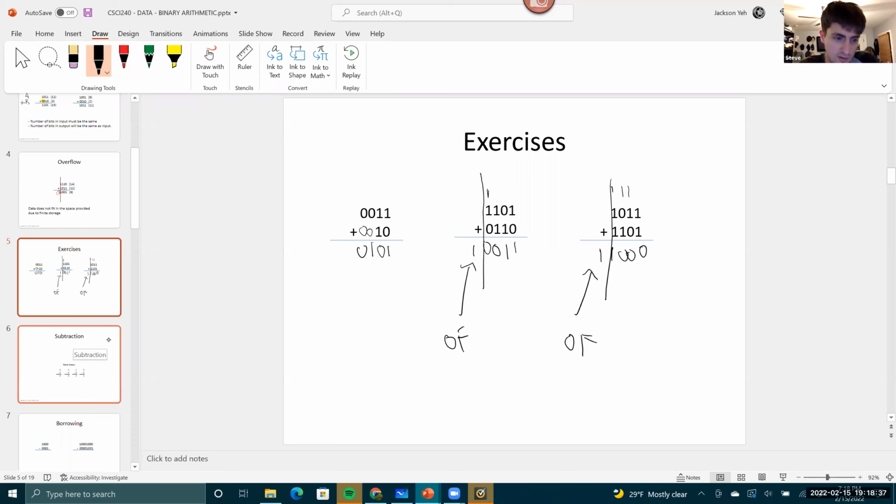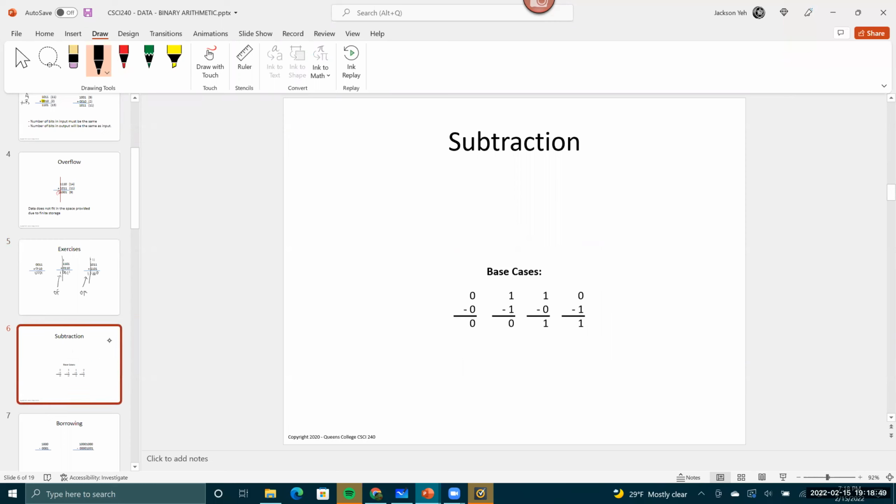So we have to indicate that there is overflow? Yeah, okay. Because if you don't, the answer is wrong, right? Do you understand? Yeah, I understand. Okay.